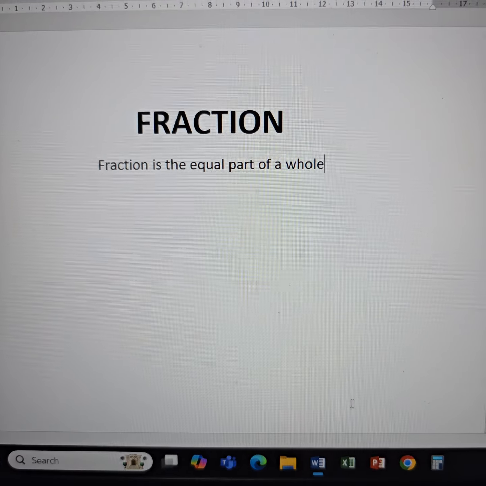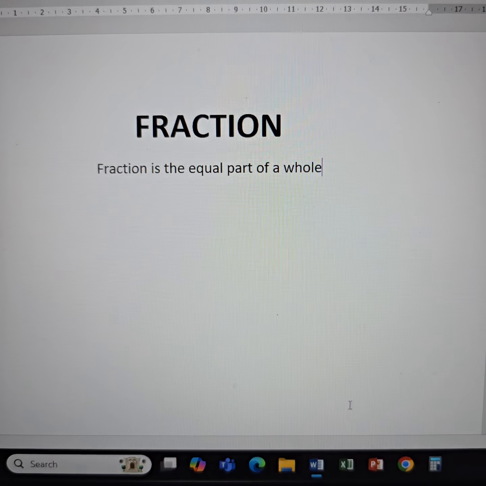Now our topic is fraction. Have you heard of the word fraction? Maybe last year with your year 2 teacher or from your elder brother or sister? Don't worry if you don't know. I'm going to explain it to you. Now, a fraction is the part of a whole.